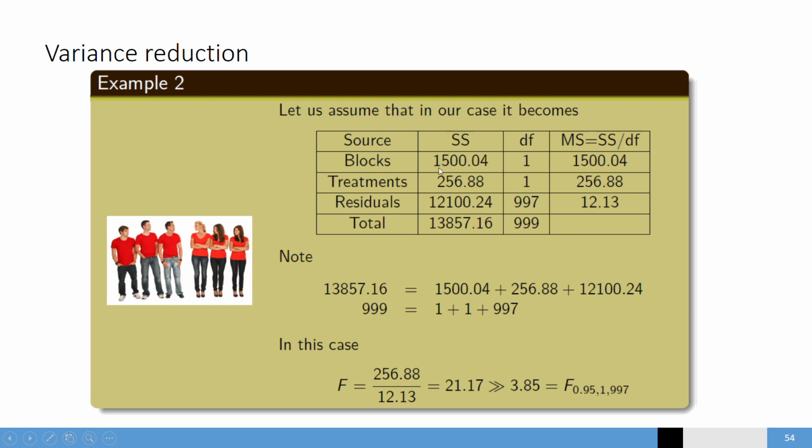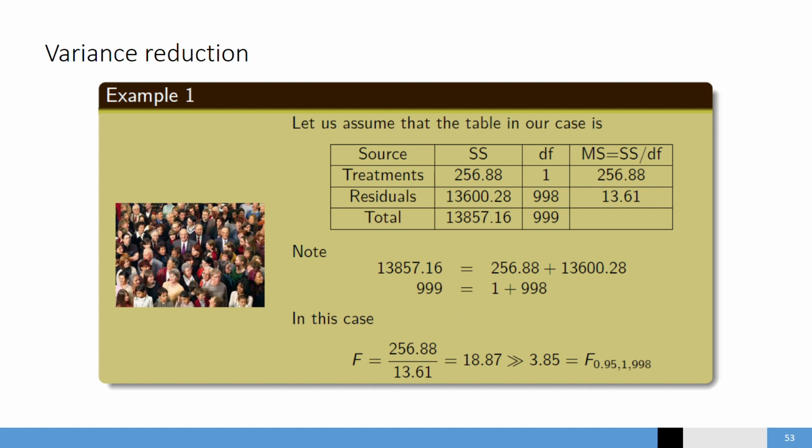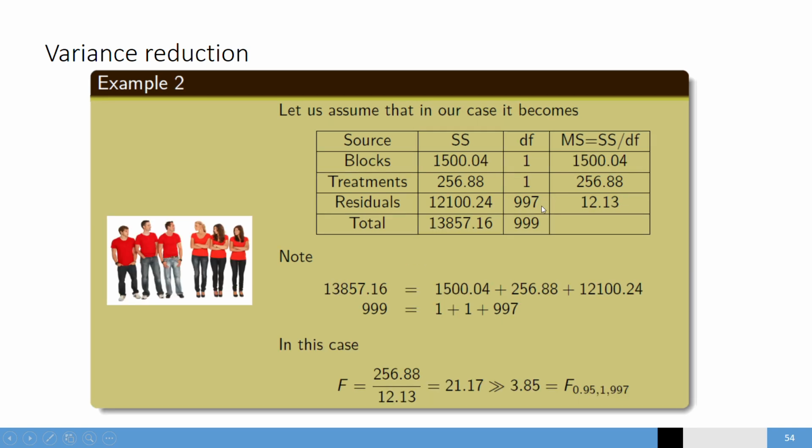Actually, in these measurements that we had before, the most important part of the variability was sex. It was not the treatment, it was sex. And there is no free lunch. Before we had 998 degrees of freedom for the residuals. Now we have only 997, but still.